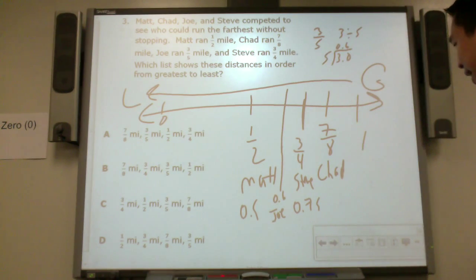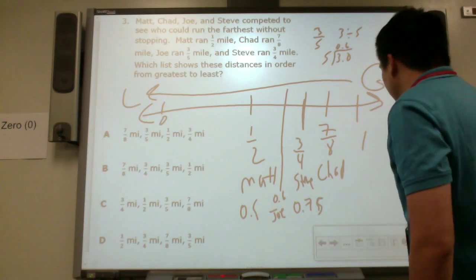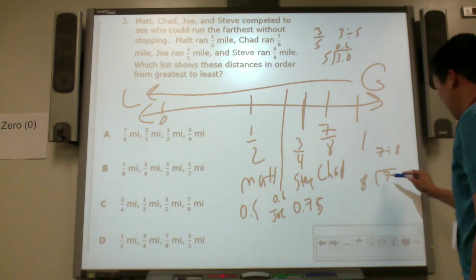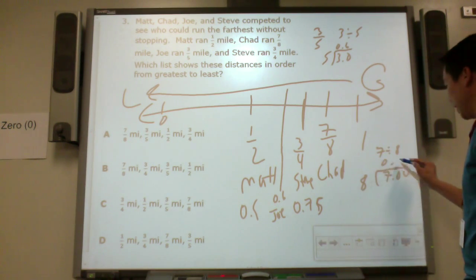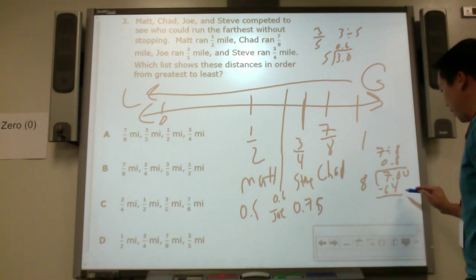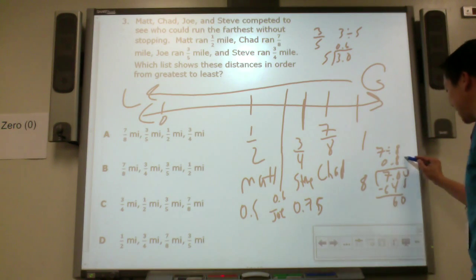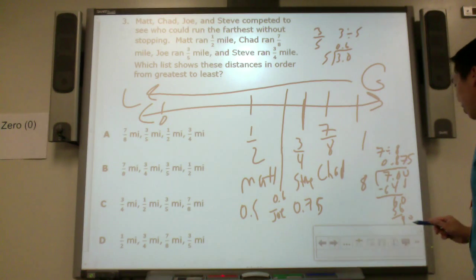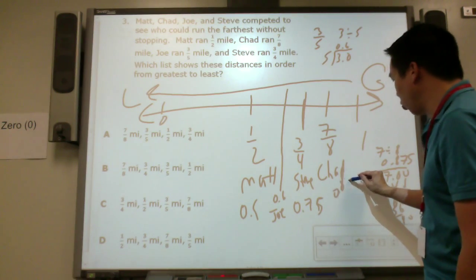All right, so Chad, where exactly will he go? 7 divided by 8, or 7 divided by 8 parts. Can 8 go into 7? No, placeholders. Can 8 go into 70? 8 times. 70 minus 64 is 6. Bring that to 0. How many groups of 8 go into 60? 7 times. 56. How many groups of 8 go into 40? 5 times. That's 0.875. Some people round it to 0.88. So it will probably go right here.